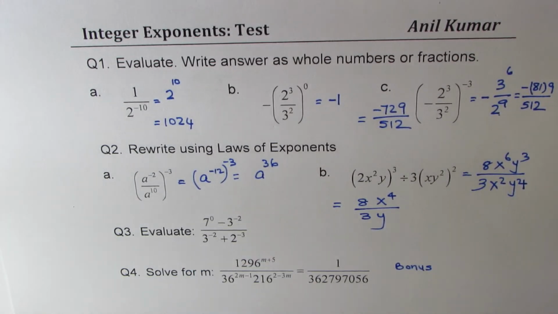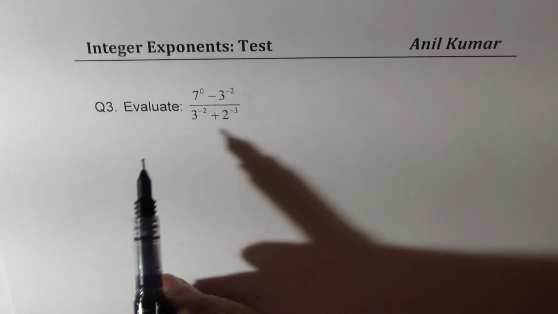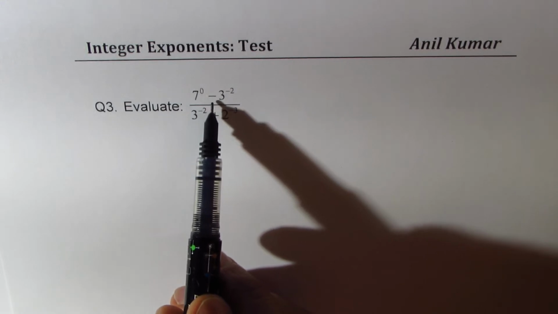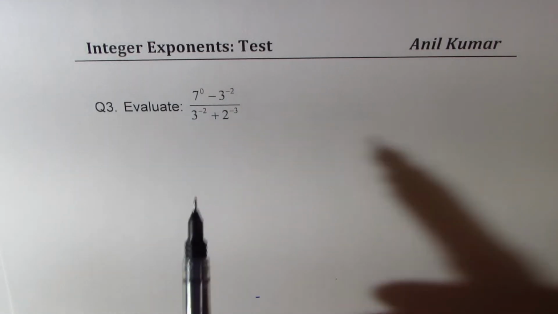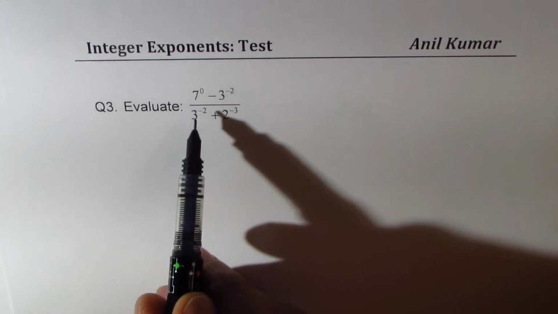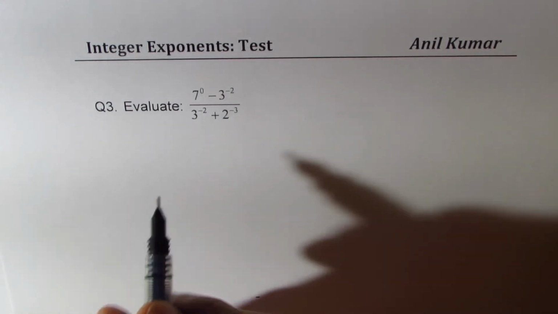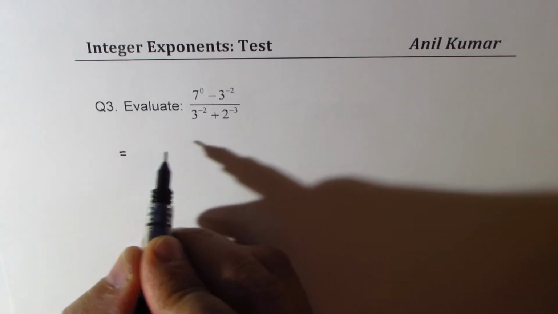Now these 2 questions, let us take them on the next page. Now let us see how to evaluate 7 to the power of 0 minus 3 to the power of minus 2 divided by 3 to the power of minus 2 plus 2 to the power of minus 3. So let me rewrite this.